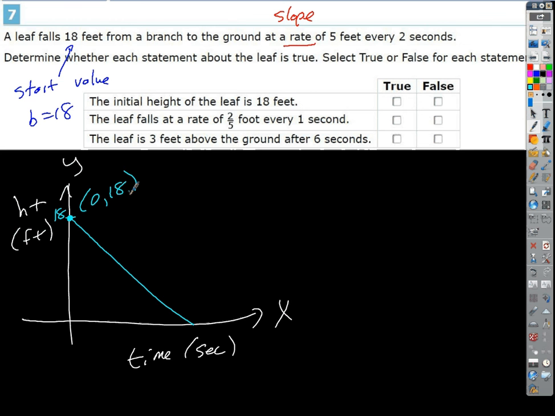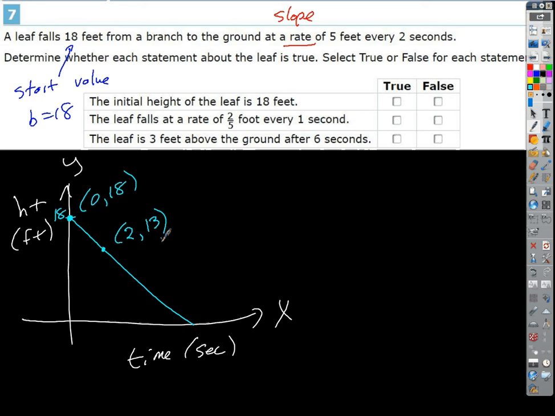Can you tell me another point on the graph based on the information we're given? Because it's going to drop by 5 feet after 2 seconds, there ought to be another point over here somewhere, like right here. It doesn't have to be exact. It's going to have a t value, or an x value, of 2 seconds and a y value of 18 minus 5.